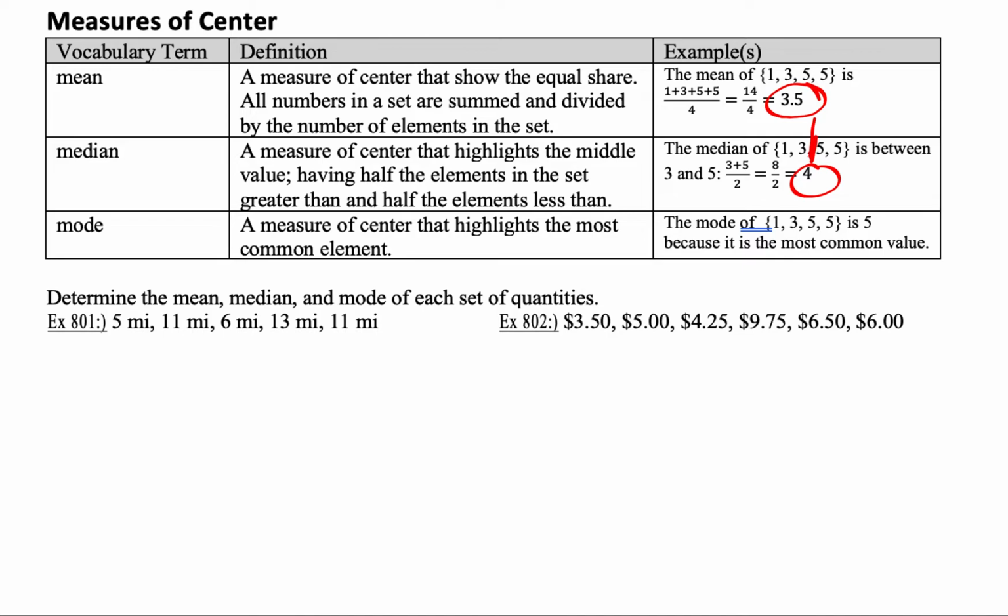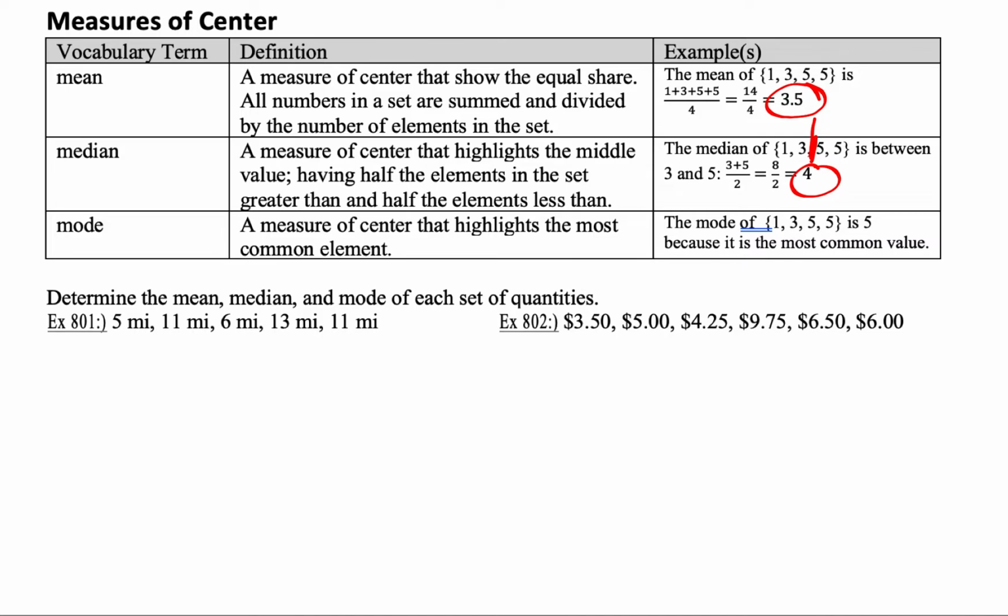The mode. It's a measure of center that highlights the most common element. So in that same set of numbers, 1, 3, 5, and 5, it's 5 because it happens the most frequently. Okay, example 801. Determine the mean, median, and mode of each set of quantities.